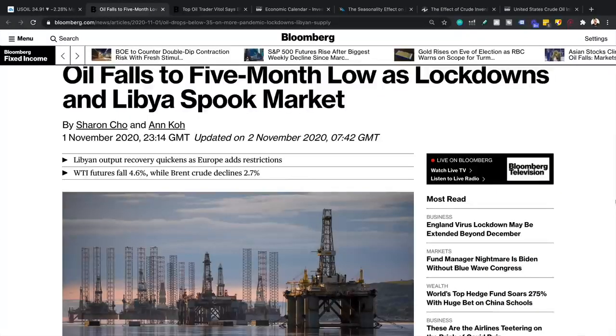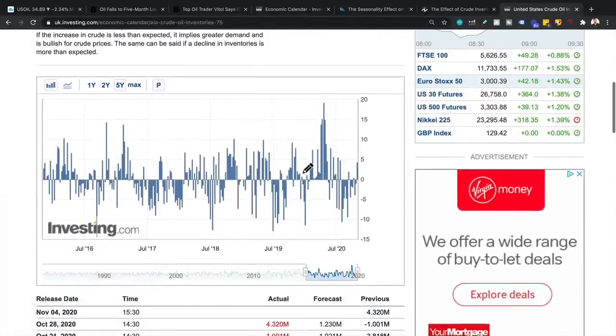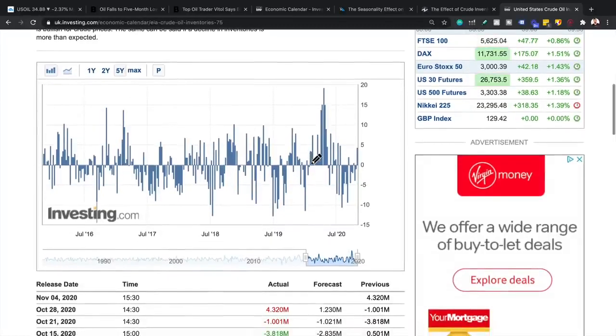So we're going to have a look at a few news articles. Also, we're going to concentrate today on crude oil inventories before we get on to the USOIL chart. So let's have a look at inventories first. Now, this is very interesting. What I'm interested in here in this chart, this is a 5-year chart, is any type of buildup in crude oil inventories, because that suggests that there's less demand for crude oil.